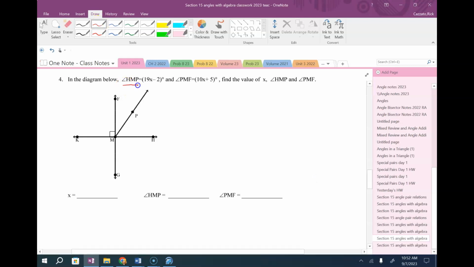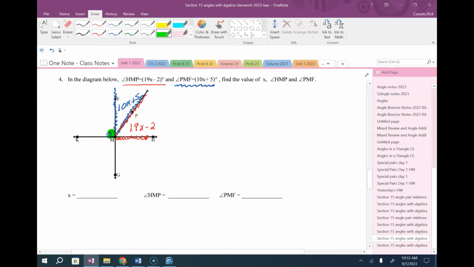So I'm going to label HMP. So I'm going to trace it, HMP. So that's 19x take away 2. PMF, I'm going to trace it in blue, so P to M to F. That angle is 10x plus 5.